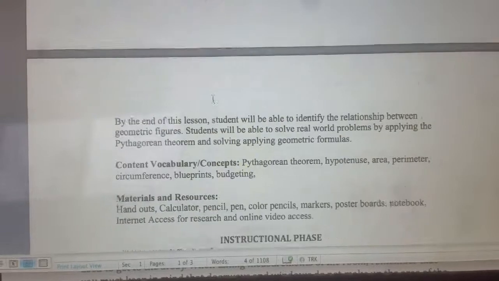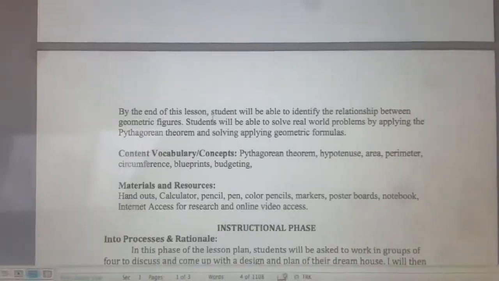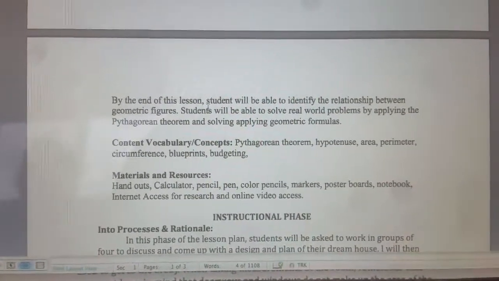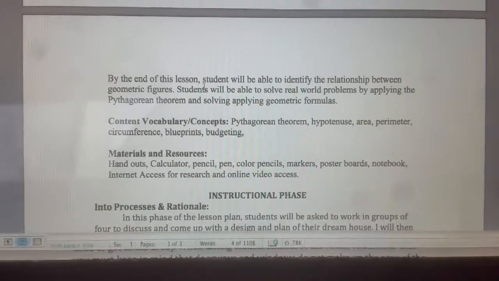The learning objective is that by the end of this lesson, students will be able to identify the relationship between geometric functions. Students will be able to solve real-world problems by applying the Pythagorean theorem and applying geometric formulas.